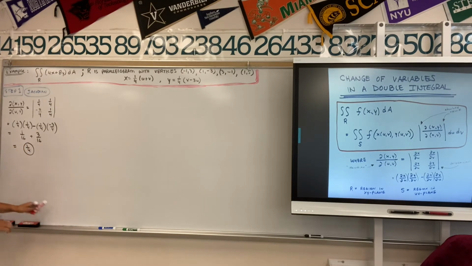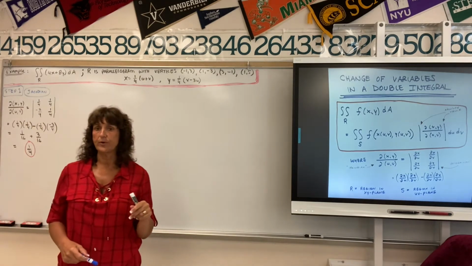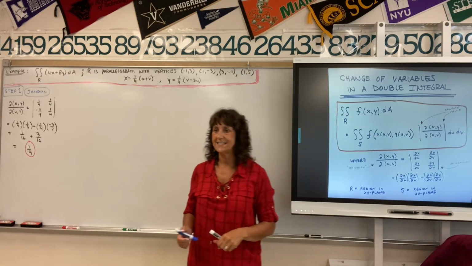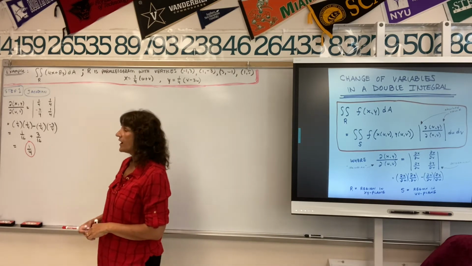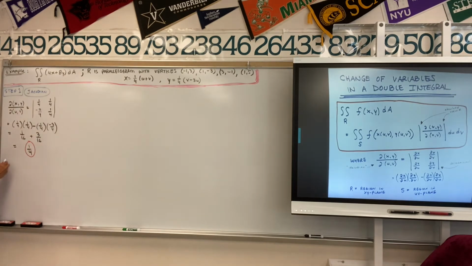This is what I'm going to need when I change my variables over to u's and v's. So first I get my Jacobian. The second thing I'm going to do is change the variables in the integrand. So I'm going to take the integrand, which is 4x plus 8y, and change the variables with respect to the integrand. So we step back over here. Step 2, let's go ahead and change the integrand.